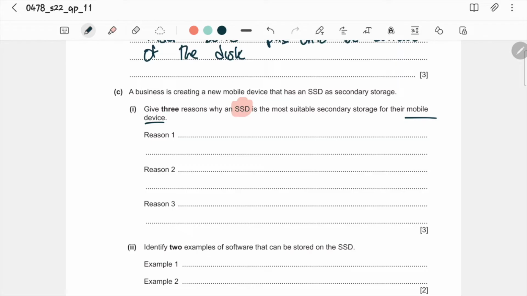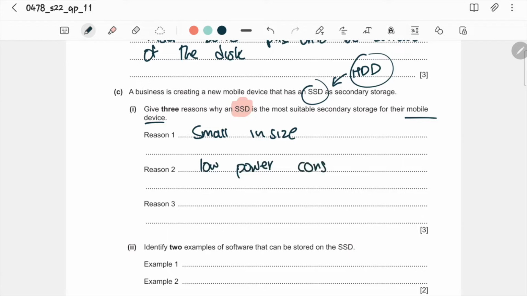If it's a mobile device, first of all, it is small in size. Usually, whenever we are talking about SSDs, they compare them to HDDs. HDDs are bulky, they are old, they consume a lot of power. So here you would say low power consumption. Another thing you would say is that it runs quietly. That would be your 3 reasons why.